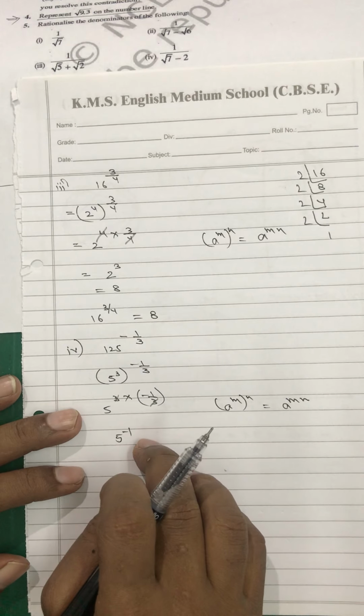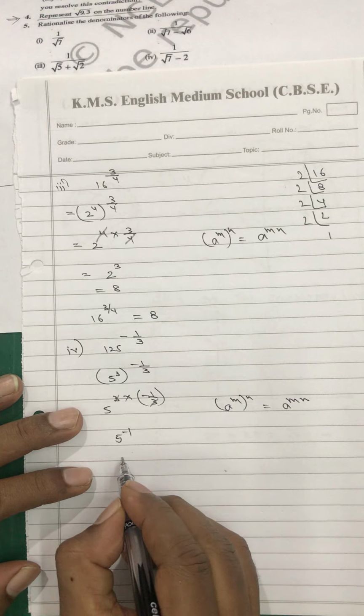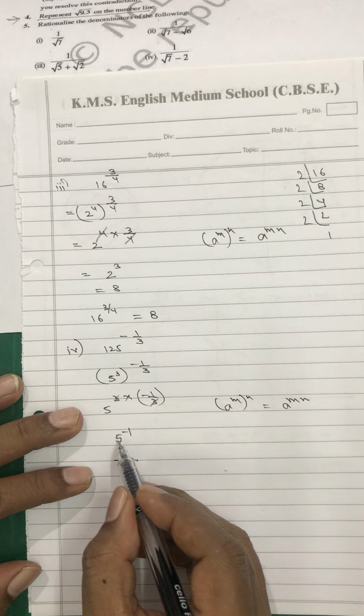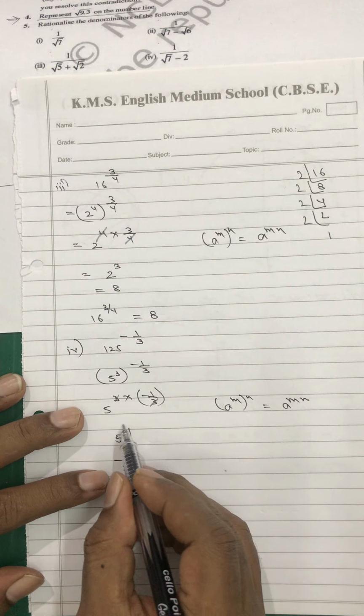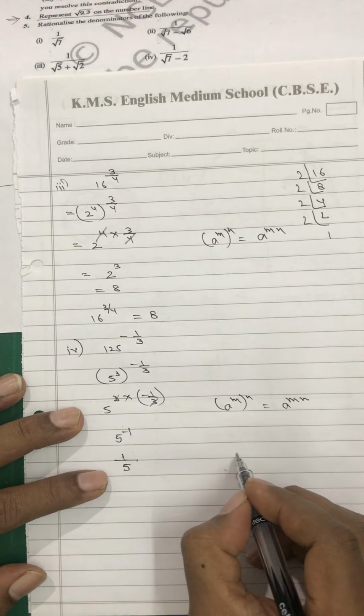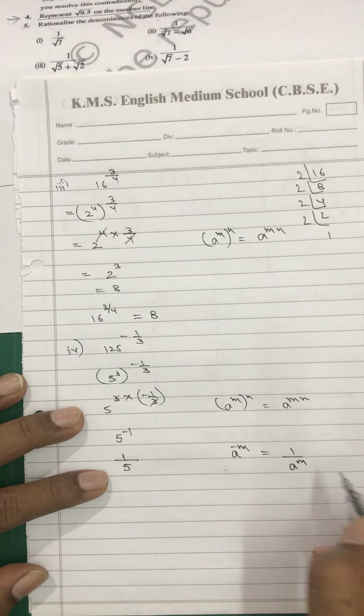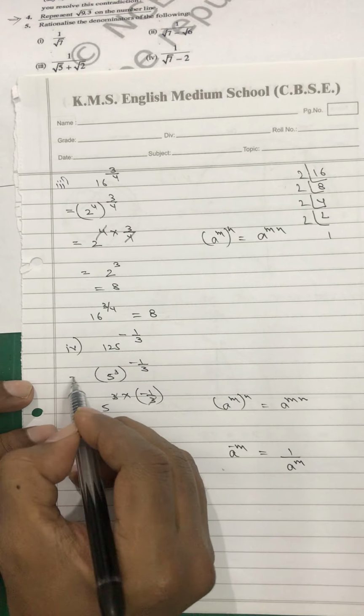Now this minus 1, minus power, I have to convert to positive. For that I will have to change the place of the base. 5, which is in the numerator, I will bring to the denominator. The sign of the power will change. So what happens actually, a raised to the power of minus m, when I change the place of the base, will become a raised to the power of plus m.